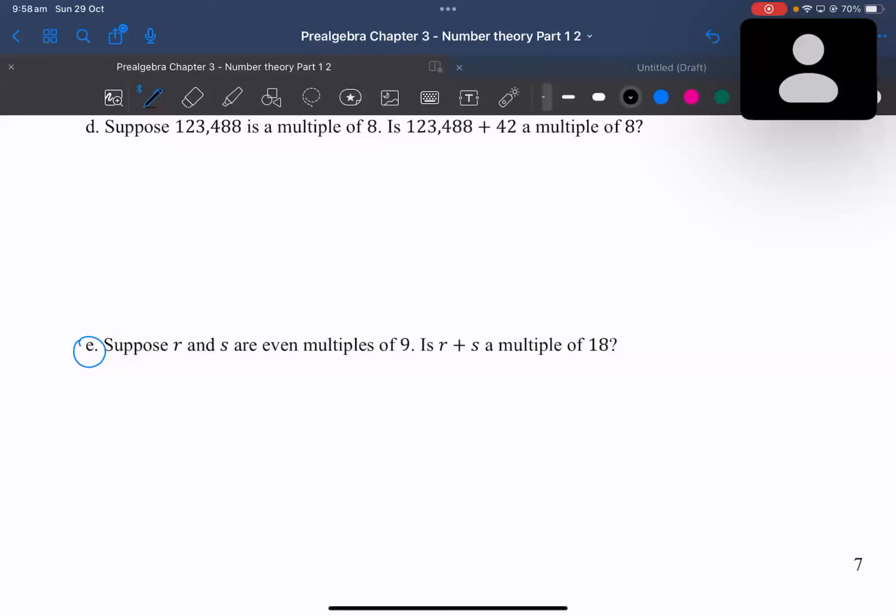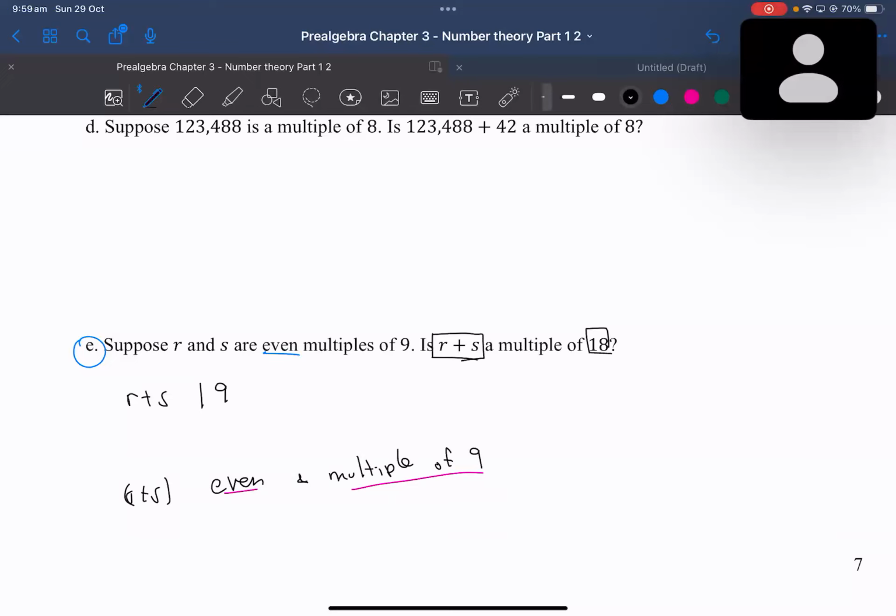Right? So suppose R and S are even multiples of 9, right? We don't know anything about 18, but when you add these up together, you know it's a multiple of 9, right? R plus S is a multiple of 9. But we know that they're even. When you add two even numbers together, is it going to stay even? Yeah, it stays even. So R plus S is even and a multiple of 9. Okay.